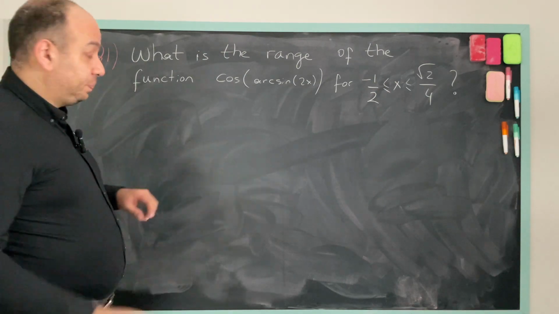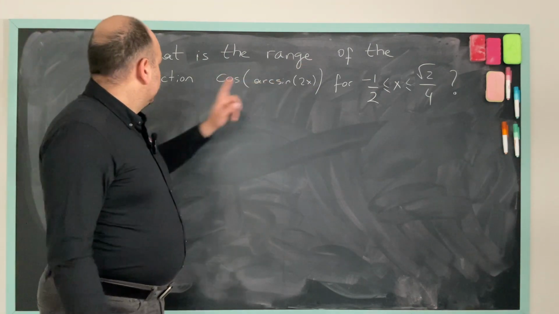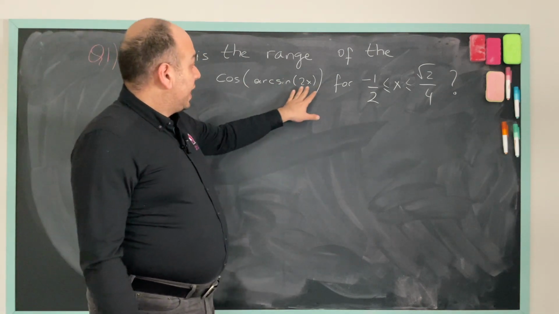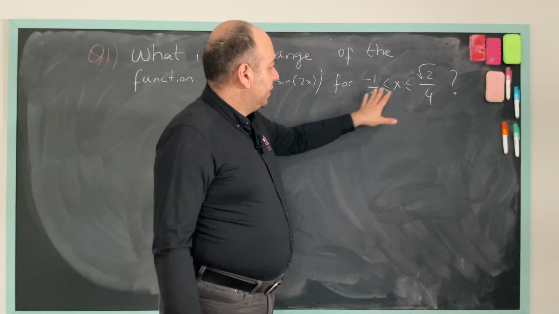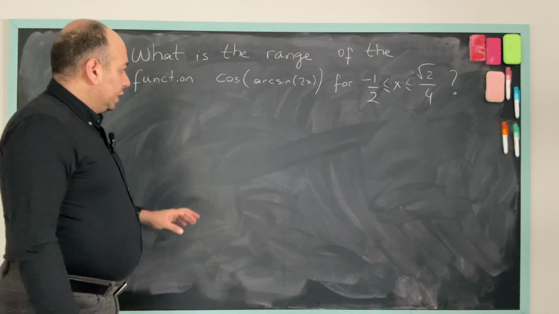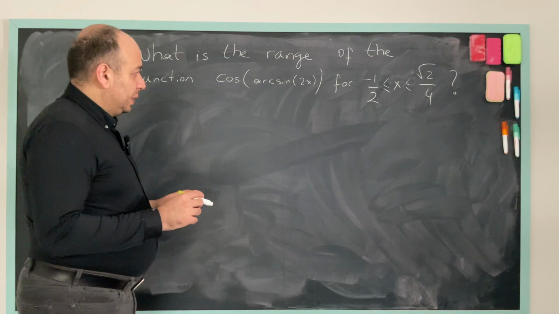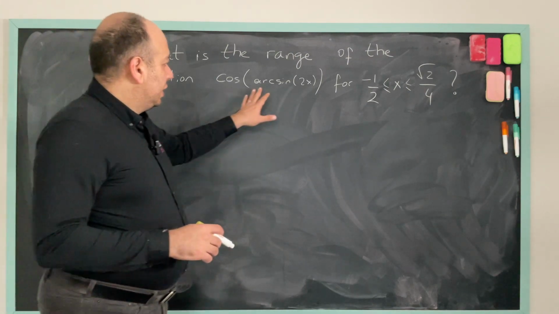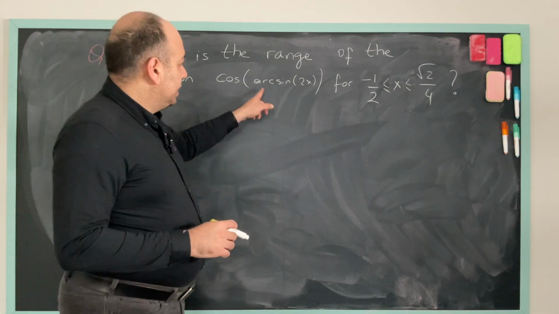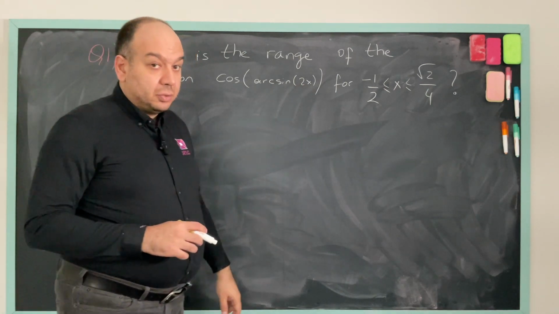First problem: what is the range of the function cosine arcsine 2x where x ranges from 1/2 to square root 2 over 4. Okay, before we start this problem, we need to remember how the inverse sine function behaves, right? So it is an increasing function of its argument.